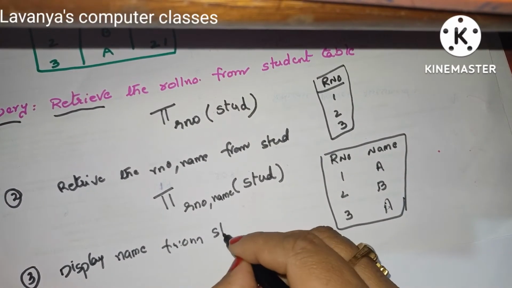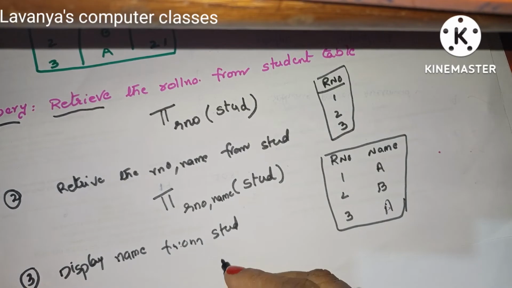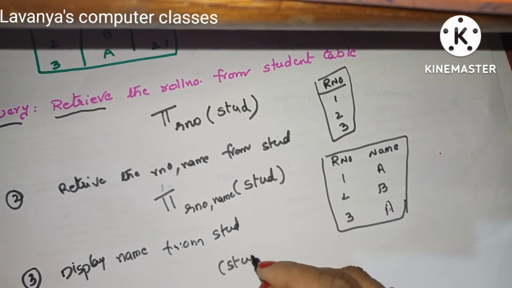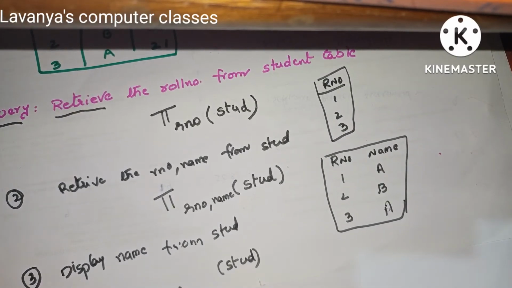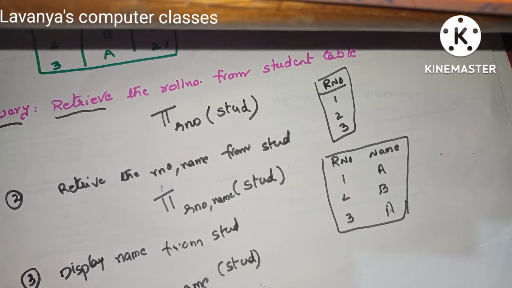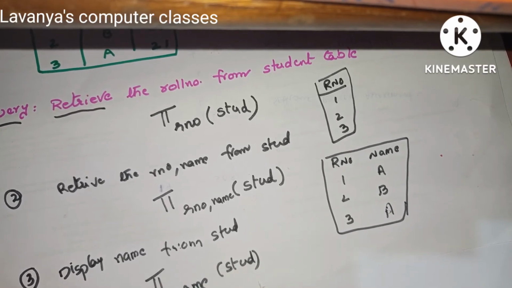Student name from the student table. Tell me, how are we writing this? From which table do we require it? From the student table. Which field do we require? We need only the name, with projection pi. So this is the query.